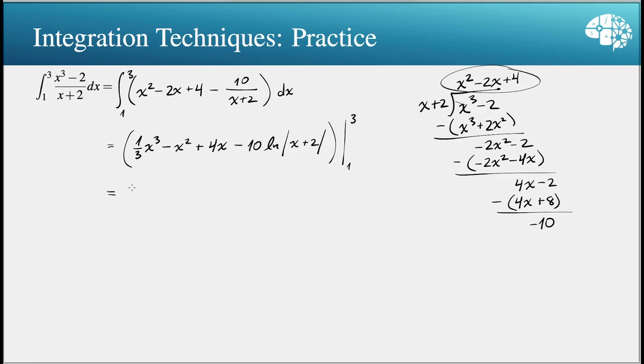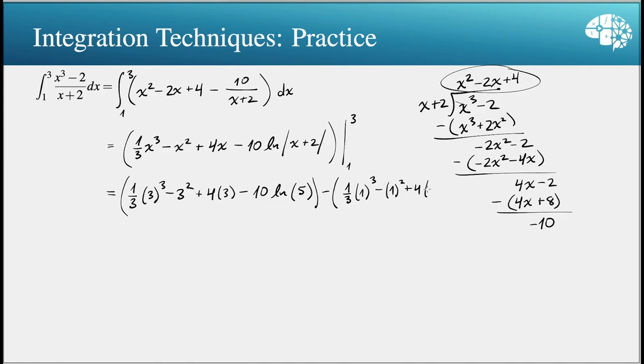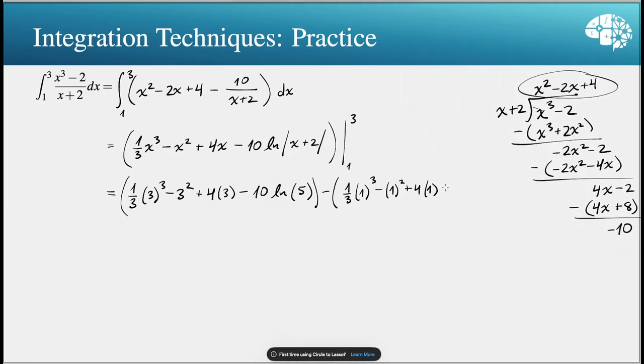Okay, so we plug 3 in. We get 1/3 times 3 cubed minus 3 squared plus 4 times 3 minus 10 times the natural log of 5. Okay, and then minus, and then we plug in 1. So we get 1/3 times 1 cubed minus 1 squared plus 4 times 1. Of course, I'm running out of space here. Let me go ahead and just move this over. Minus 10 times the natural log of 3.